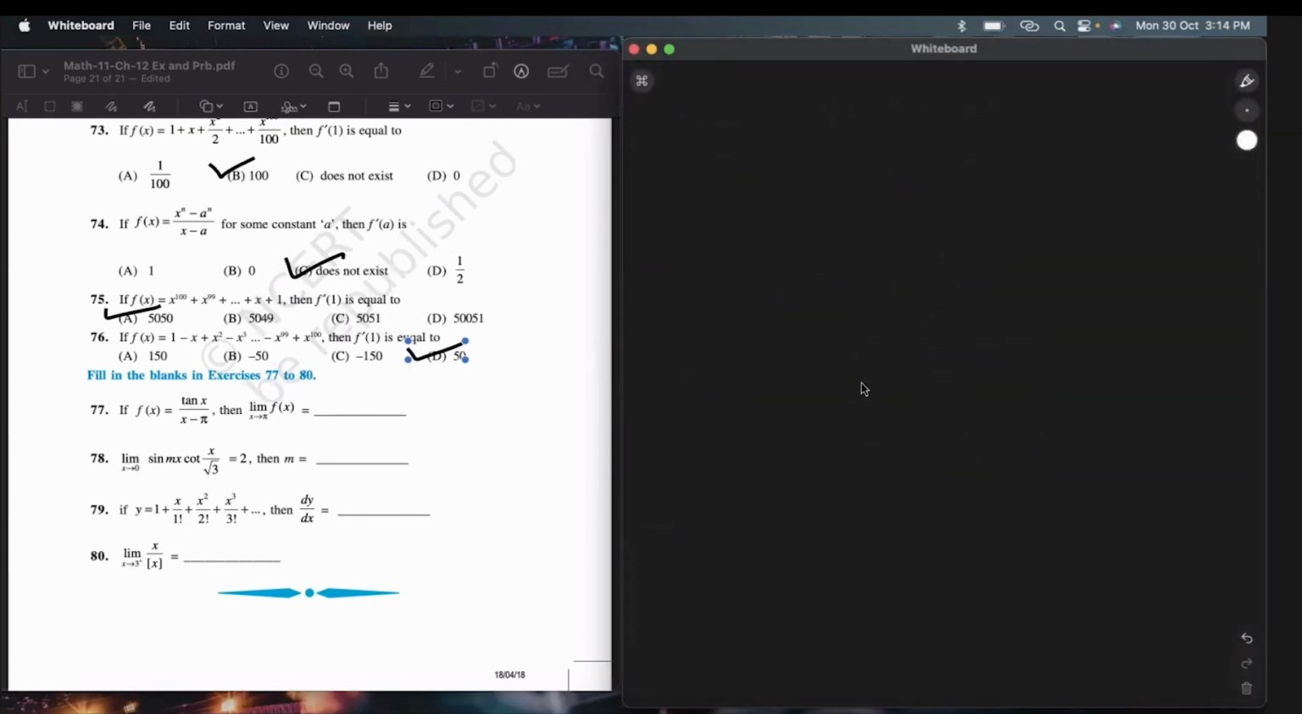Question number 78. So in question number 78, what do I have to do? The limit as x tends to 0 of sin mx multiplied with cot x upon under root 3 is given to us as equal to 2. Now we have to find the value of m. So basically, I'll just try to find the limit.